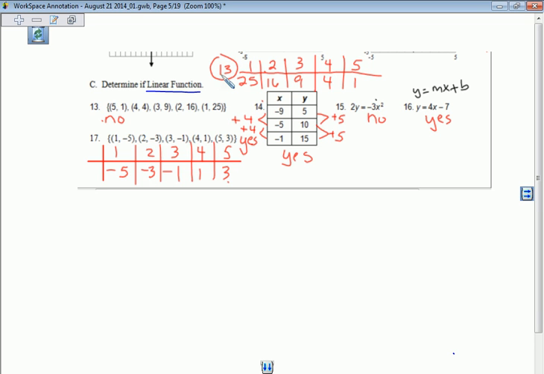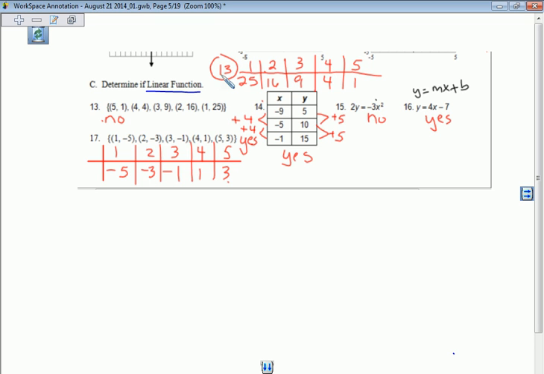So if we looked at this, do we see as x changes by 1, y changes by negative 9, well, negative 9, then negative 7, then negative 5. Is that constant? No. So 13 is not linear. It was not constant. 14, as x changed by 4, y changed by 5. 4, 5. So my slope is 5/4, isn't it? Because slope is always the change in the y's over the change in the x's. We have a constant rate of change. So yes, this is linear.